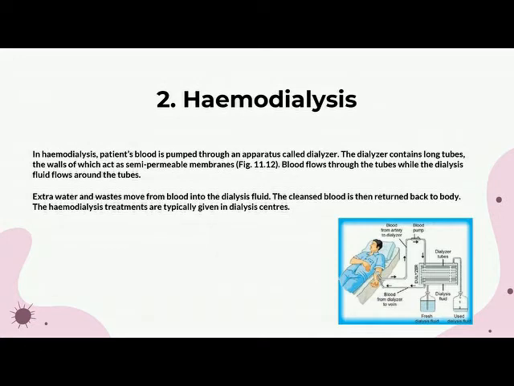The dialyzer contains a long tube, the wall of which acts as a semi-permeable membrane. Blood flows through the tubes while the dialyzer fluid flows around the tubes. You can see in the diagram, this is the diagram of hemodialysis. Extra water and waste move from blood into the dialyzer fluid. The clean blood is then returned back to the body. Hemodialysis treatment is typically given in a dialysis center 3 times per week.